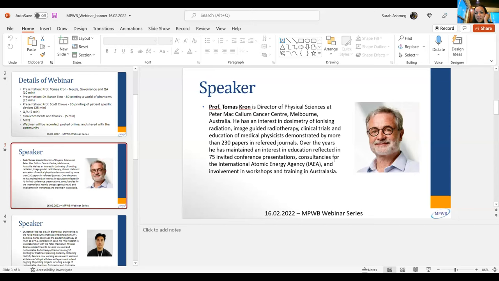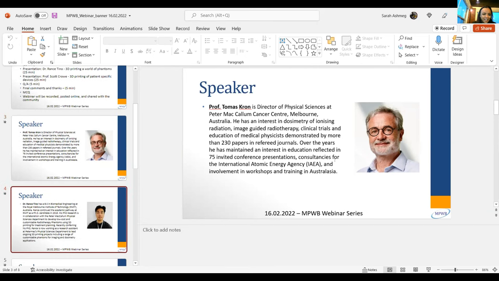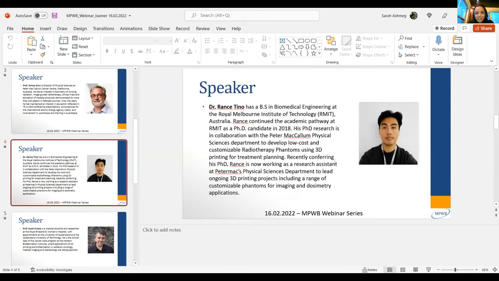Our first speaker, Professor Tomas Kron, is the Director of Physical Science at Peter MacCallum Cancer Centre in Melbourne, Australia. His interests are in the dosimetry of ionizing radiation, image-guided radiotherapy, IGRT, clinical trials, and education of medical physics, demonstrated by more than 230 papers in peer-reviewed journals. Over the years, he has maintained an interest in education reflected in 75 invited conference presentations, consultancies for the International Atomic Energy Agency, and involvement in workshops and training in Australia. This is very impressive. Welcome, Dr. Kron, and I truly look forward to listening to your presentation.